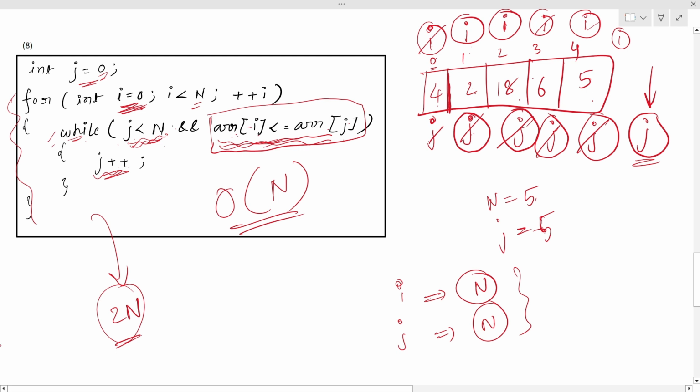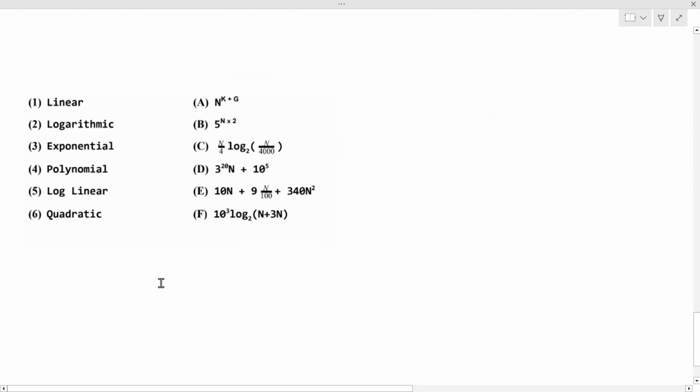Hope you got why we are not saying it as n into n, because you can clearly see at some position j went somewhere here, right? And you can see i was still here. So that's why I'm saying j is not visiting the entire array every time, right? So that is the idea for it. That's why I've kept here 2n and your complexity will be big O of n. So that is about this question, guys.